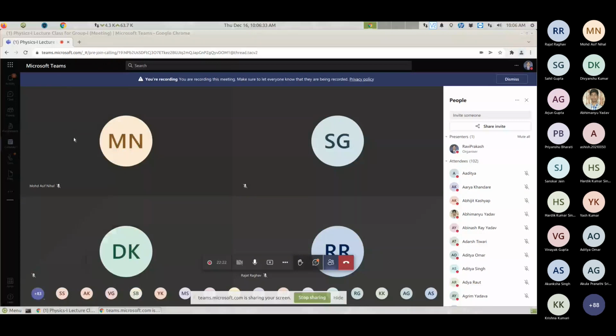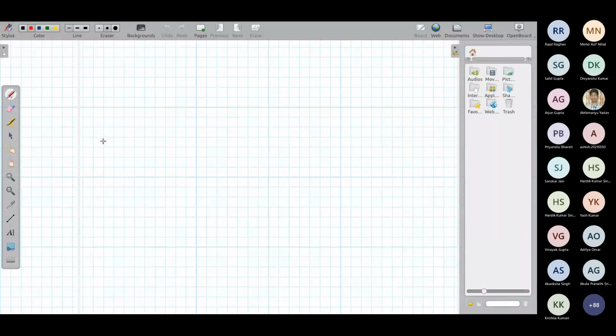Can you see a white screen on your mobile or PC? Yes, sir. While teaching, you will see this whiteboard screen, and whatever I write here, you will see this writing.